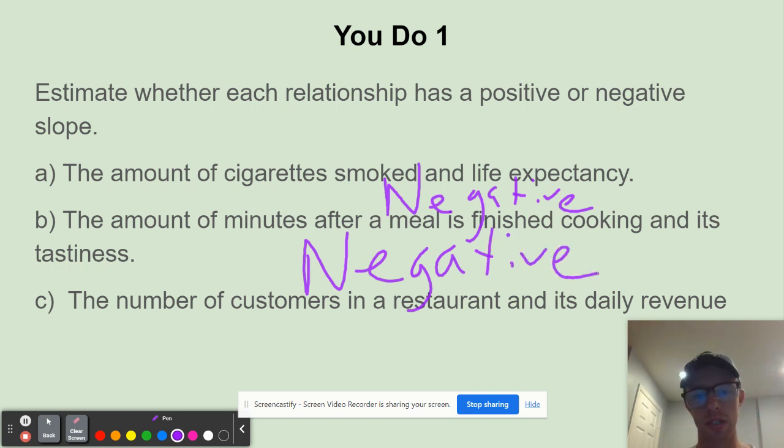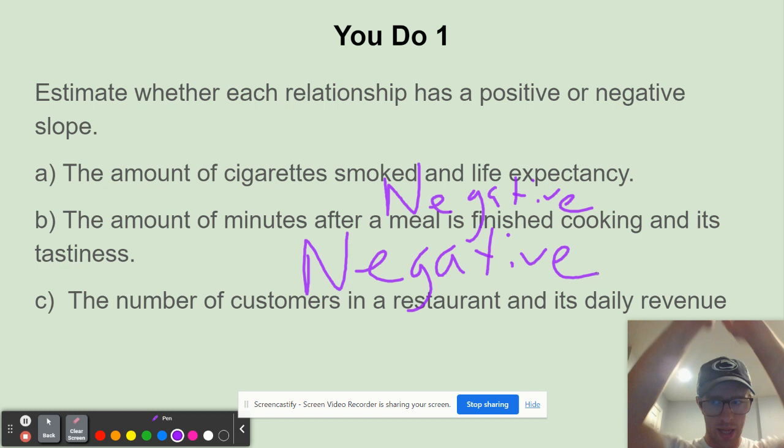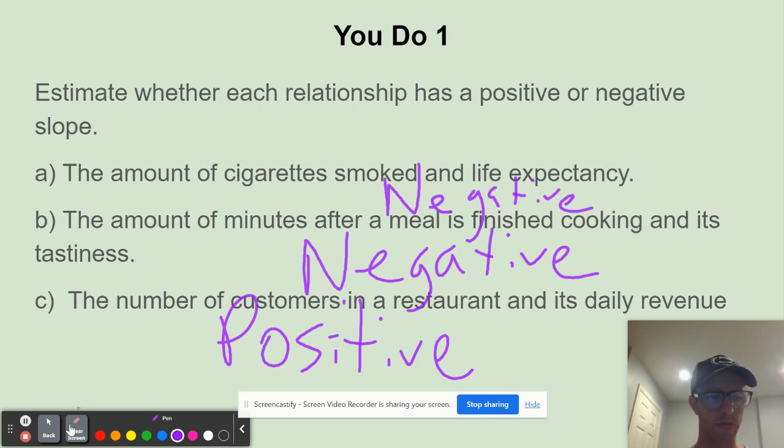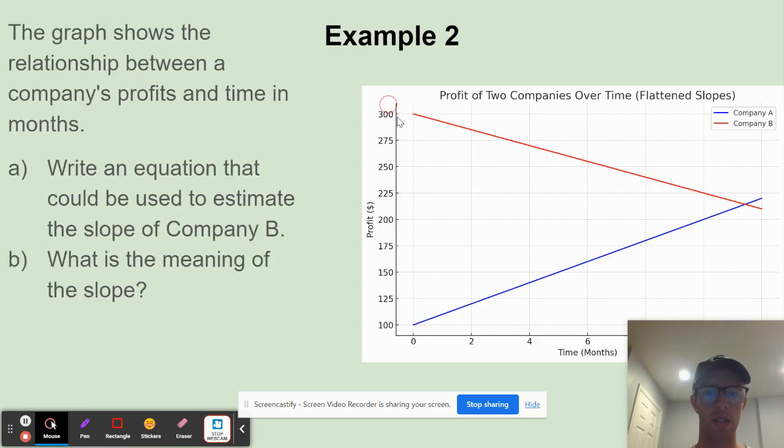The number of customers in a restaurant and its daily revenue. Typically, the more customers you get, the more money you get. They're going up together. And so this is a positive relationship. Okay, so those are not too bad.